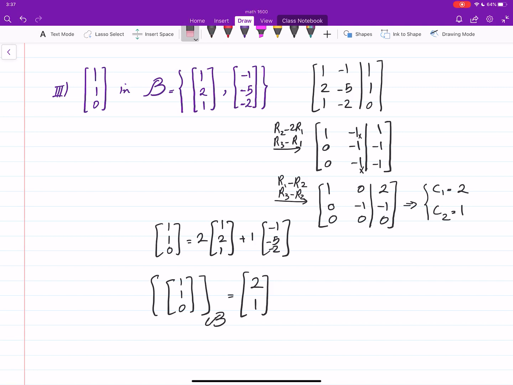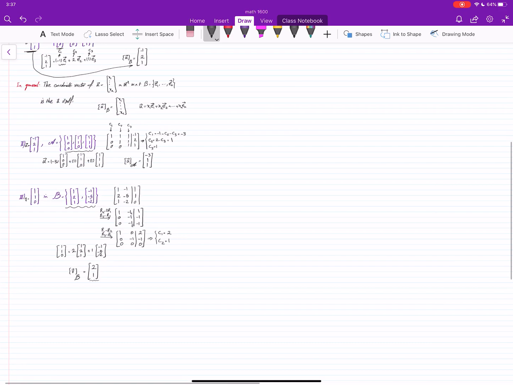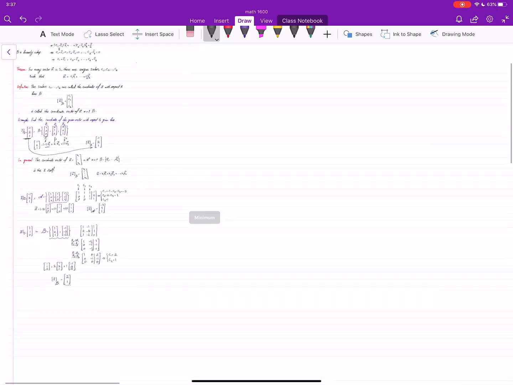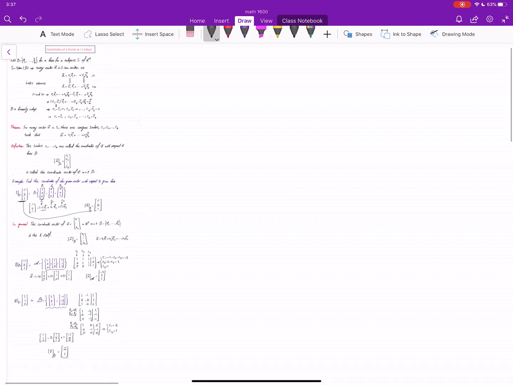It would be better if I had a name for this. Let me write V. The coordinate vector of V with respect to basis B is going to be 2 1. There are only 2 elements in the basis, so the coordinate vector is going to have only 2 components. Okay, so that's what the coordinates of a vector in a basis mean.